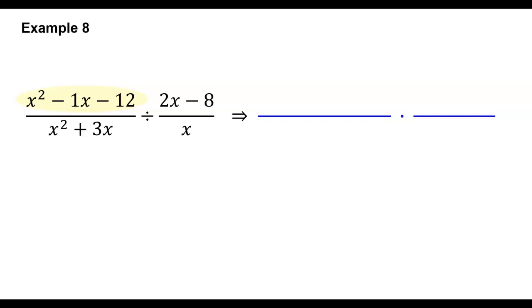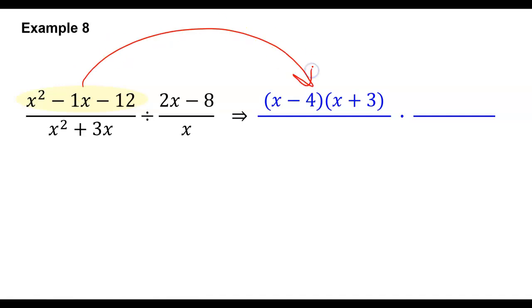Negative 4 and positive 3. So negative 4 times 3, negative 12. Negative 4 plus 3, negative 1. I want you to see how they get this answer right here. Does everyone see how we get from here to here using the factors we found, like the warm-up? Now, on the bottom, can we factor this?